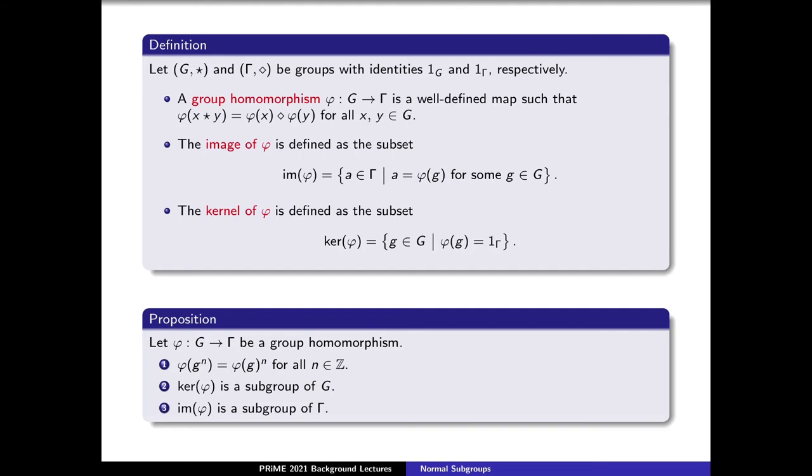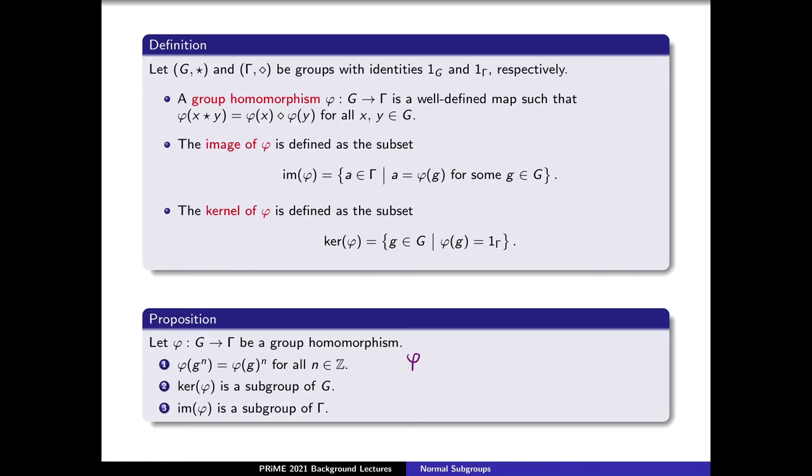We have the following proposition that tells us that if we have a group homomorphism phi going from G to gamma, then phi of g to the n is equal to phi of g, quantity to the n, for every integer n. We also have that the kernel of phi and the image of phi are subgroups of G and gamma, respectively. Now I'm going to do a quick verification here to illustrate that this is just a consequence of how the group homomorphism is defined.